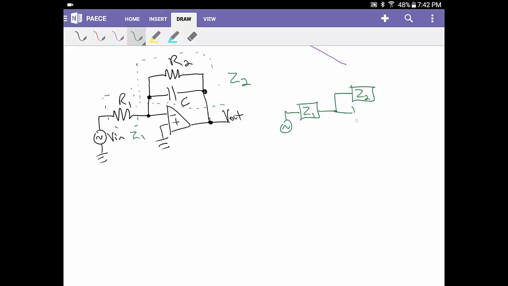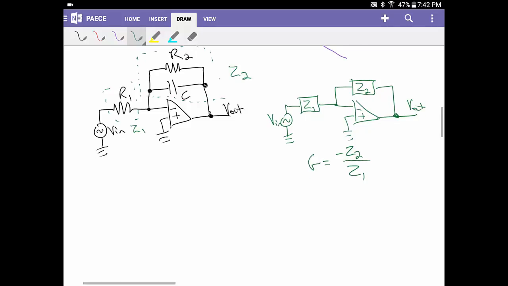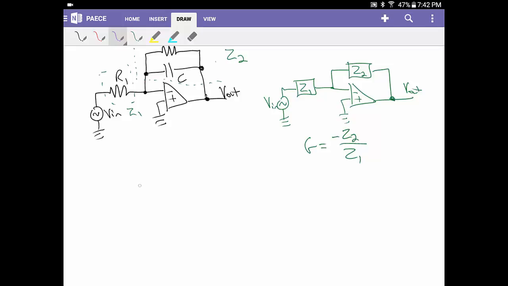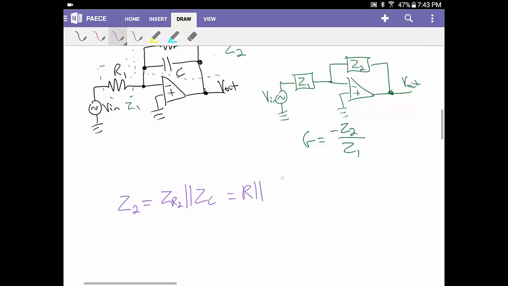And it looks like our basic inverting amp. In this case, if we have V in and V out, we know that the gain is going to be equal to negative Z2 over Z1. Pretty simple. So in our case, what is Z2? Z2 is going to be equal to the impedance of R2 in parallel with the impedance of our capacitor. And we know this is going to be R in parallel with 1 over J omega C.